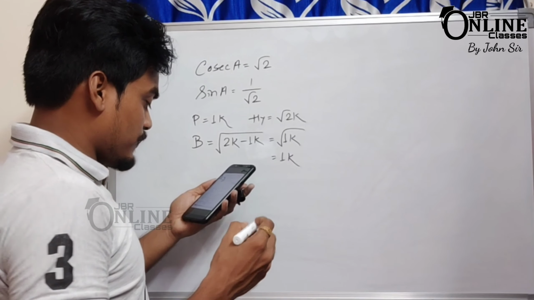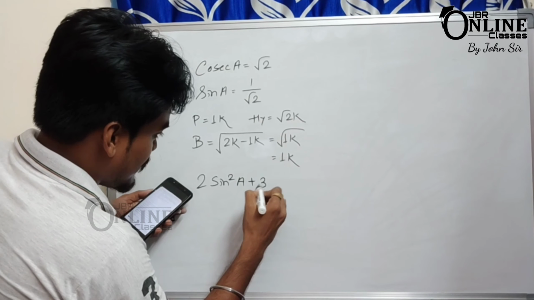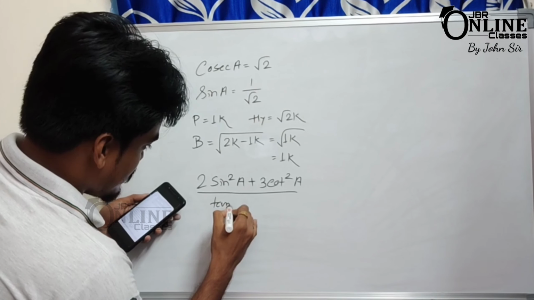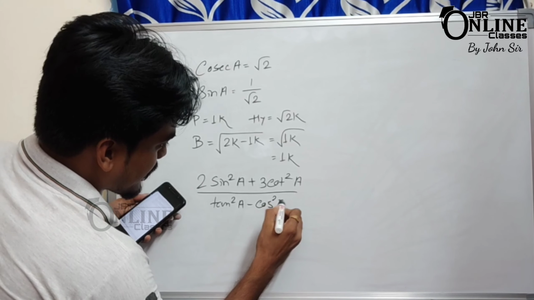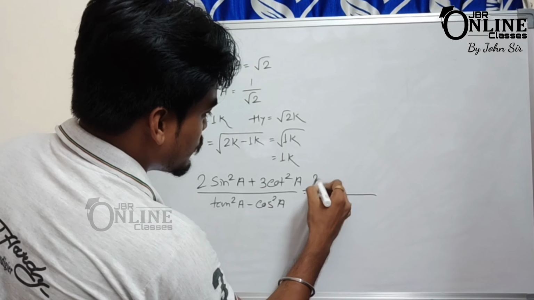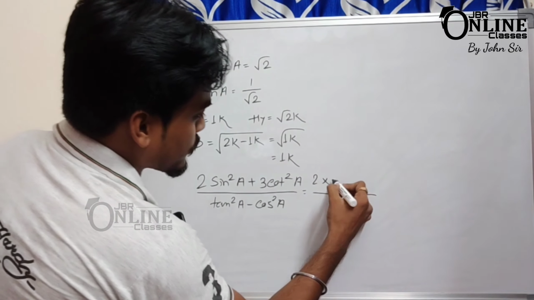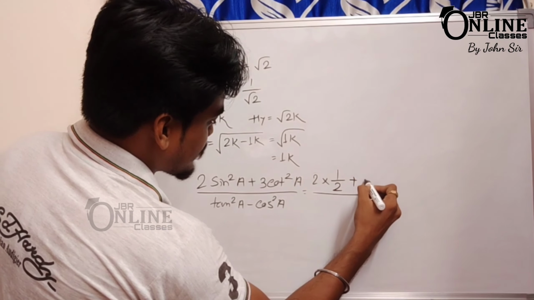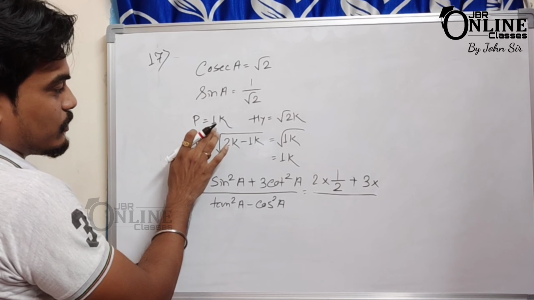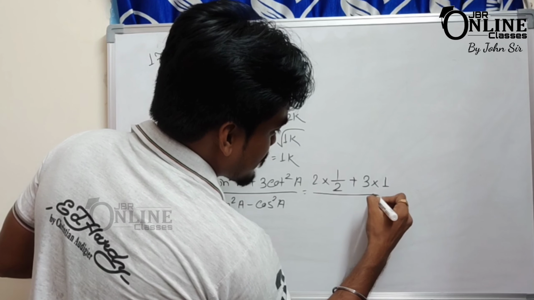Now next thing you have to find out the value of 2 sin square A plus 3 cot square A, divided by tan square A minus cos square A. Okay, so now you have to just put down the values. So first one, 2 into sin square A. So sin square A means 1 by root 2 whole square. So that becomes 1 by 2. Next one, 3 into cot square A. Now cot means base by perpendicular. That means 1k by 1k, it becomes 1 and its whole square, 1 square, that becomes also 1.